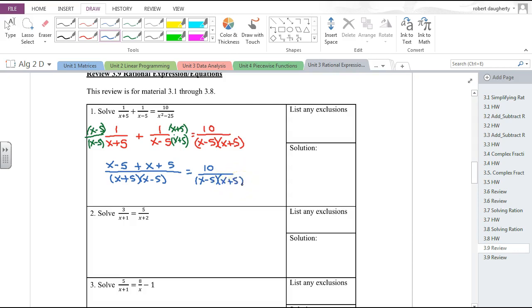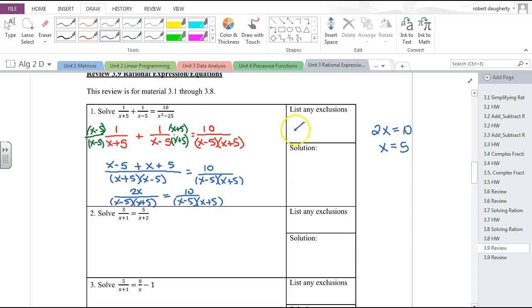So this turns into 2x over x minus 5, x plus 5 equal 10 over x minus 5, x plus 5. So I've got the same denominator. So the only way this can be true is if 2x is equal to 10, or x is equal to 5. So let's go back.